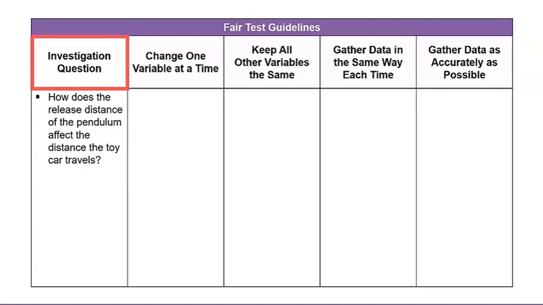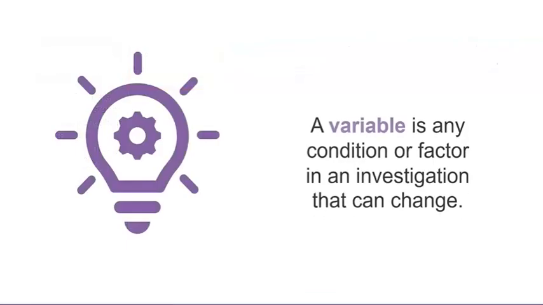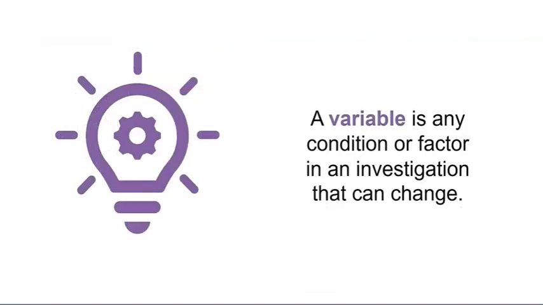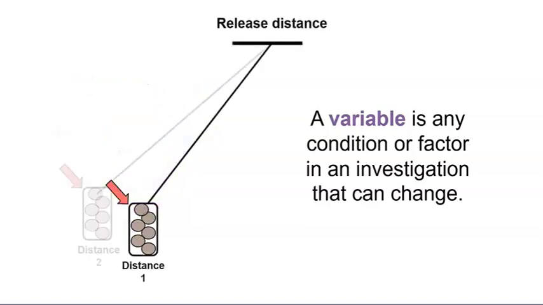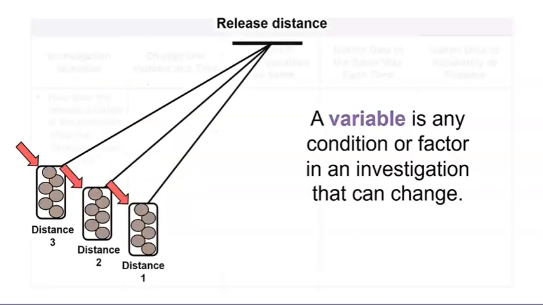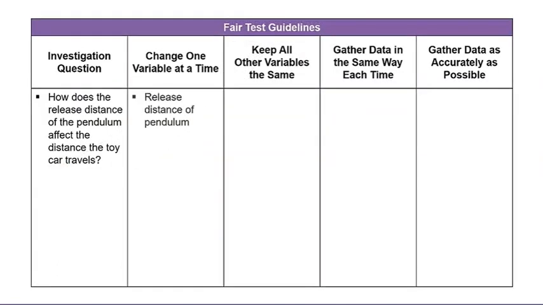We'll use this testable question to design a fair test investigation where we will change one variable at a time. But what are variables? A variable is any condition or factor in an investigation that can change. Only one variable in the investigation is changed by an investigator at a time. For our investigation, the only variable we will change is the release distance of the pendulum. Let's add this information in the second column of our fair test guidelines chart.